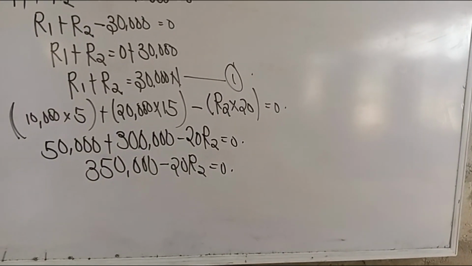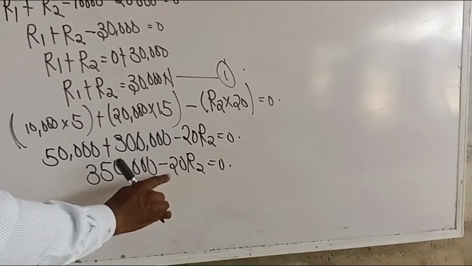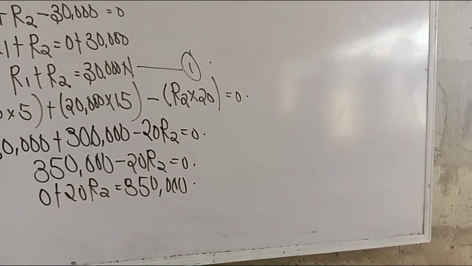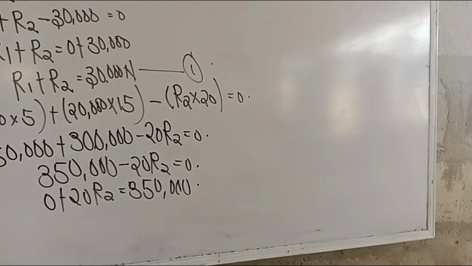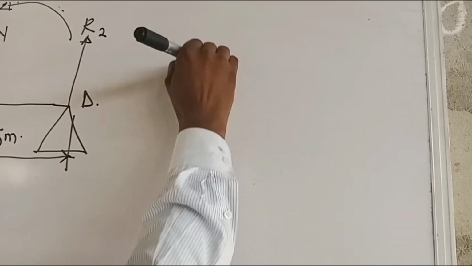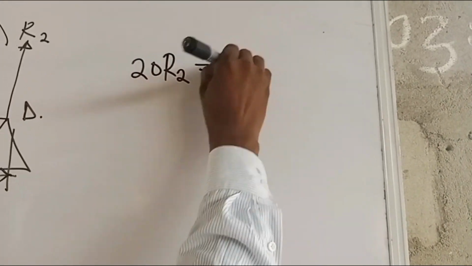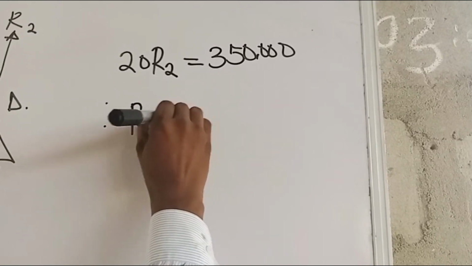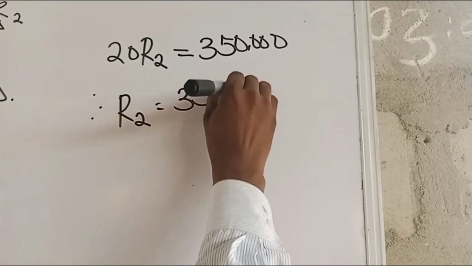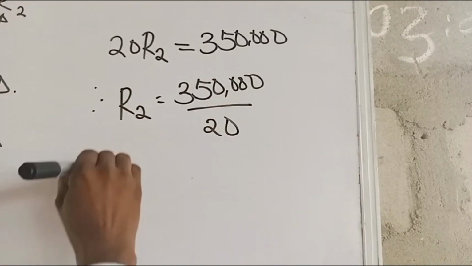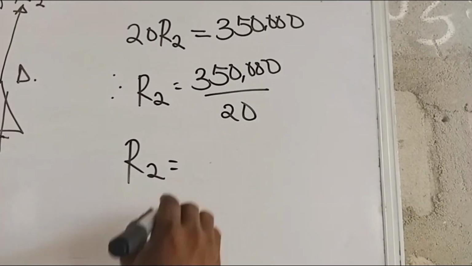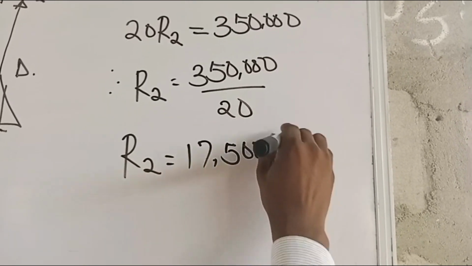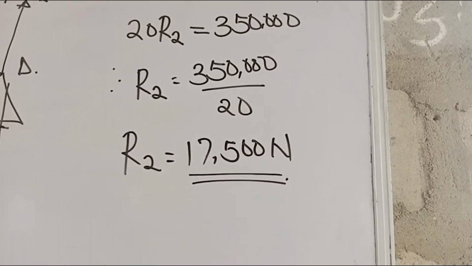So let's make 20 R2 the subject of the formula. By collecting like terms, 20 R2 equals 350,000, since 0 plus anything is that thing. Therefore, my R2 is now 350,000 divided by 20. So R2 gives us 17,500 Newton. So we are looking for the reactions at the two supports.